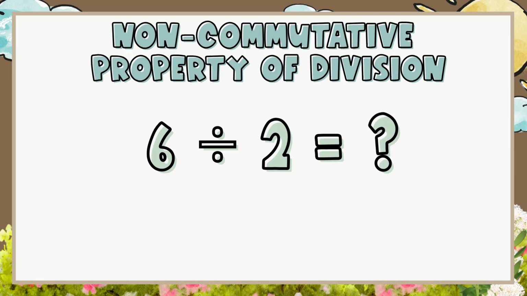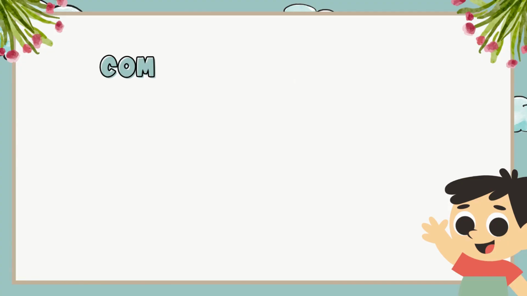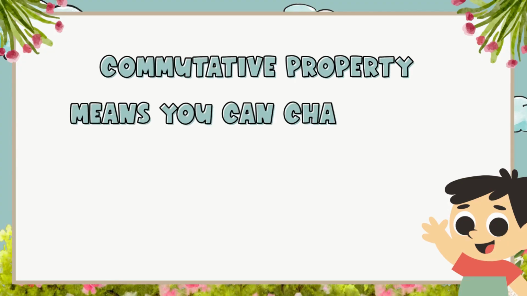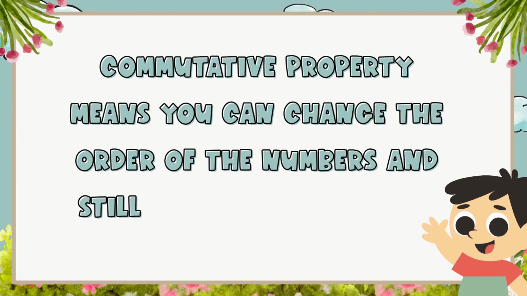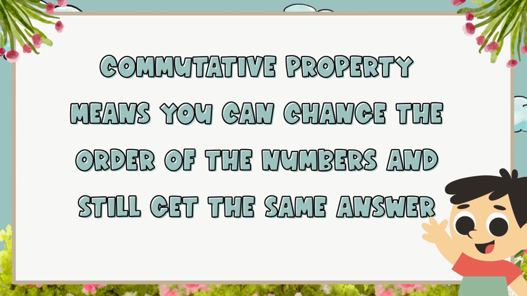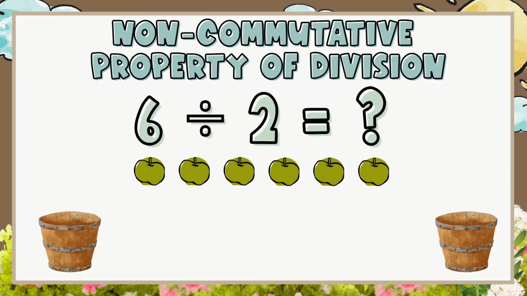Non-commutative property of division. Let's use non-commutative property to understand and solve the problem below. 6 divided by 2 equals, well, commutative property means you can change the order of the numbers and still get the same answer. Is that true? Non-commutative property of division. Let's take a look at the equation below.